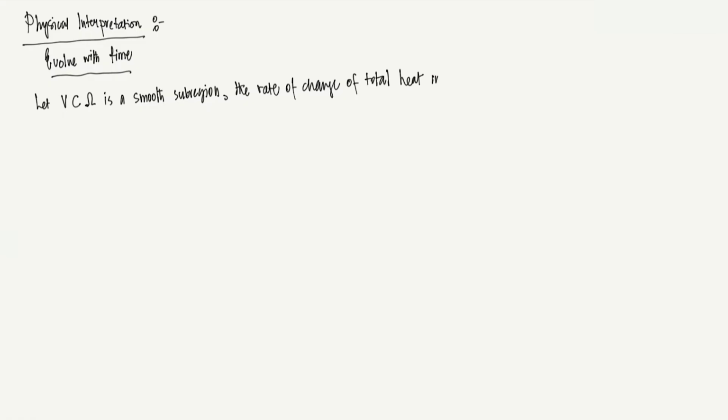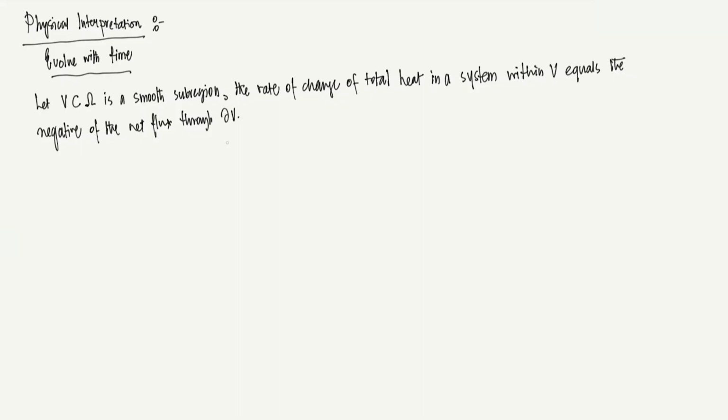So the rate of change of total heat in a system within V equals the negative of the net flux through del V. Okay, what does it mean?